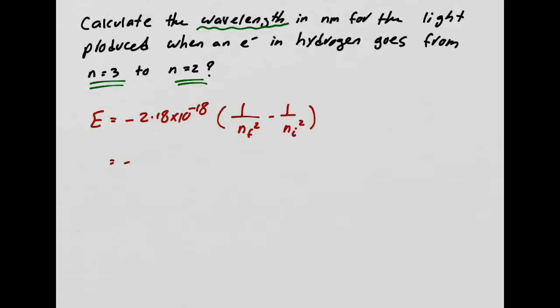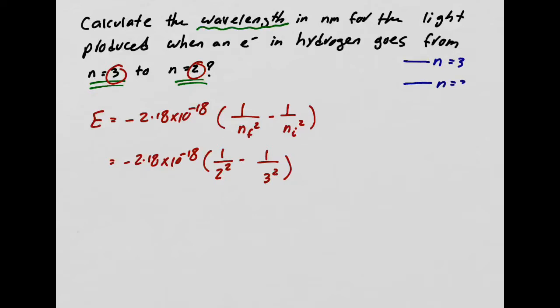So far, so good. So energy is equal to minus 2.18 times 10 to the minus 18, which is a constant for Rydberg, times 1 over N final squared minus 1 over N initial squared. That's just a constant. What is my N final? It says you go from 3 to 2, so my final is 2 squared. What is my initial? 3. Do you guys agree? I am going from N3 to N2, so my final is 2 and my initial is 3. So far, so good.